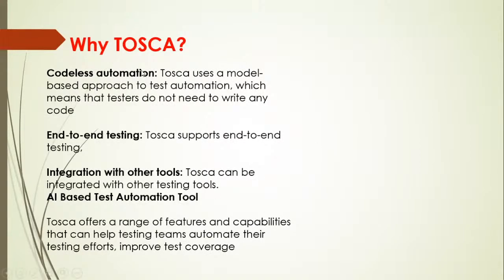Team, these are the features of TOSCA. The first feature is that it is a codeless automation tool. TOSCA uses a model-based approach to test automation, which means testers do not need to write any code. So there's no need to spend much time writing code in TOSCA. We only put effort into thinking logically, not into writing code, because it is a codeless automation tool. Here, in types of testing, we can do end-to-end testing, functional testing, smoke testing, regression testing, exploratory testing, and different kinds of testing categories.